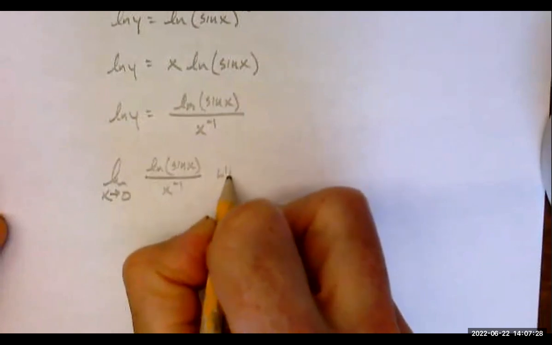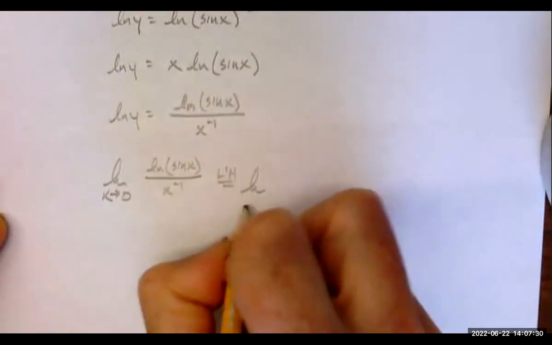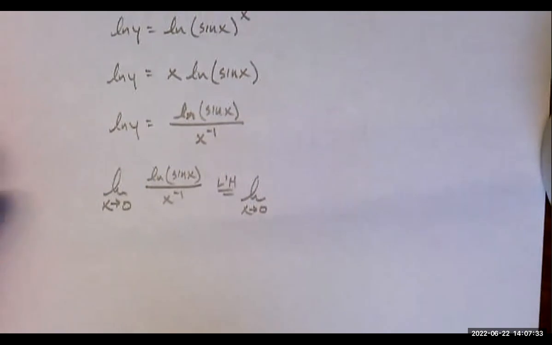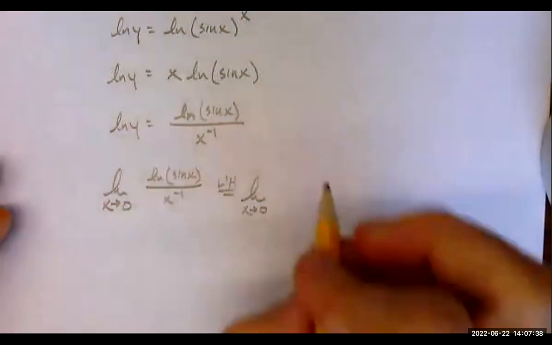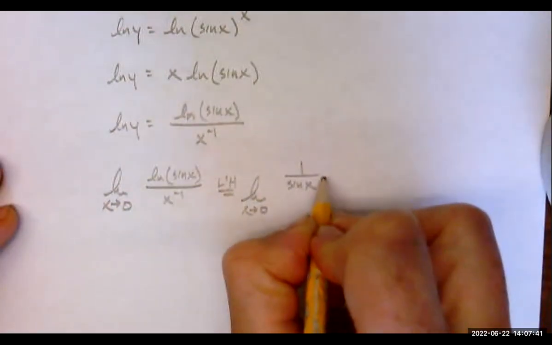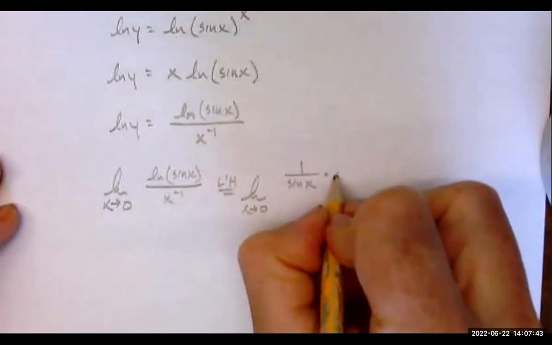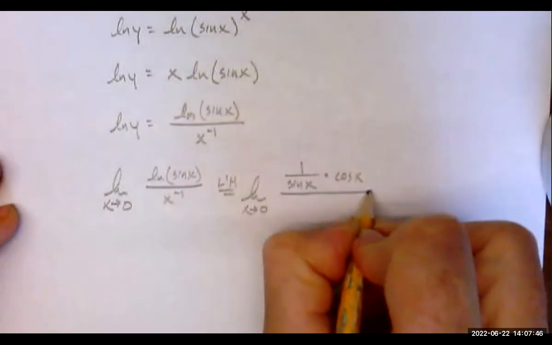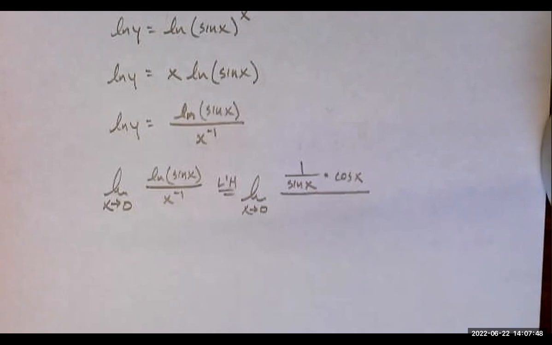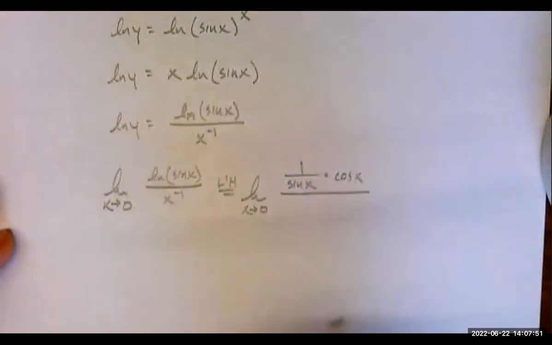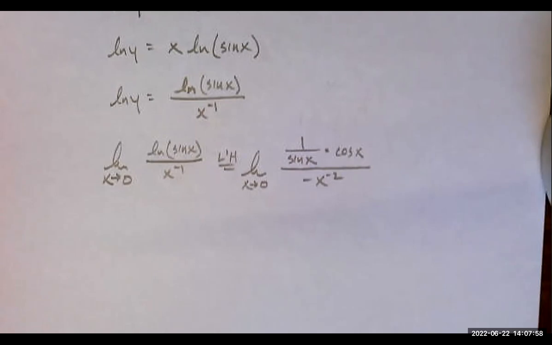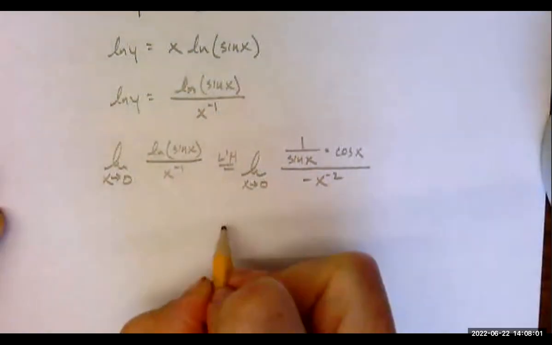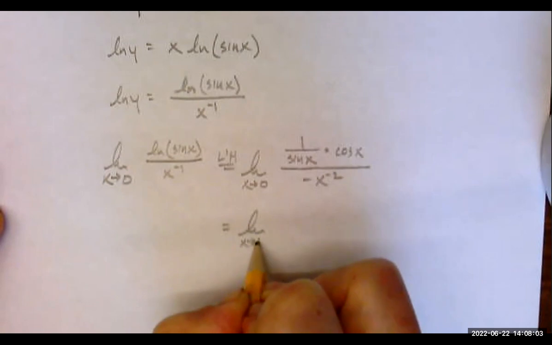Okay. Let's perform our rule here carefully. The natural log of sine x, that's a chain rule. 1 over sine x times the derivative of sine, which is cosine x. And it's over this derivative, -x to the -2. That wasn't too bad. Okay. Well, let's think about this. Let's clean it up a little bit.